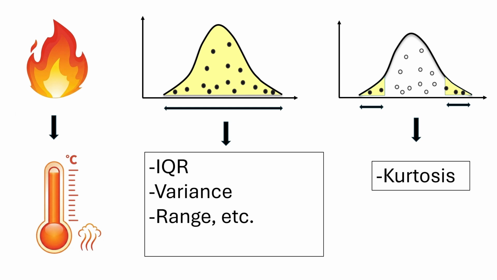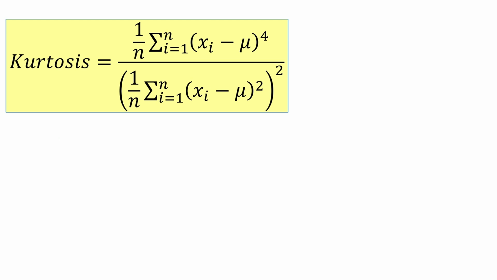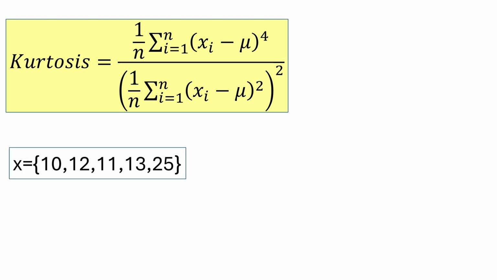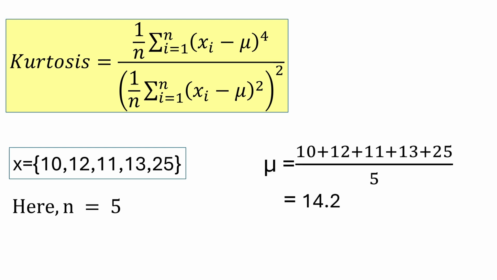Now, let's see how to find kurtosis. This is the formula of kurtosis, where n represents the size of the dataset, how many data points are there in the dataset, xi represents each data point, and mu represents the mean of the dataset. Now, let's take a numerical dataset and find out its kurtosis. Its sample size is 5 because there are 5 data points in this dataset. The mean is 14.2.